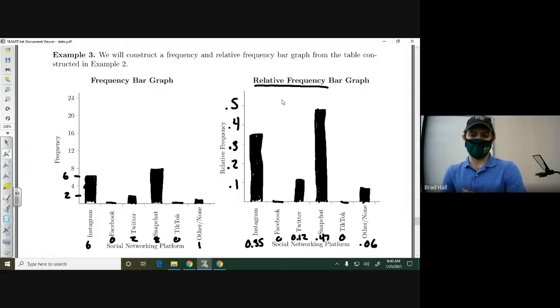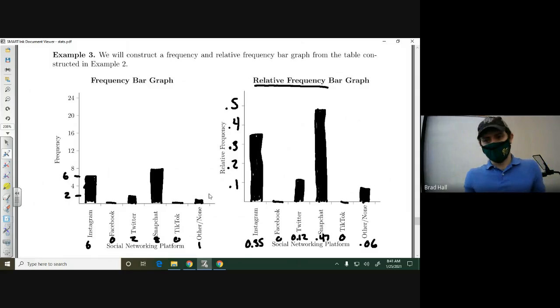It looks like the exact same graph in essence. Notice that the tallest one is still Snapchat, and then the next one's Instagram. Basically, in more refined terms, the scaling of the bars is the exact same. Whether it's frequency or relative frequency, the bars, in terms of how they compare to the other bars, that comparison will be the exact same.